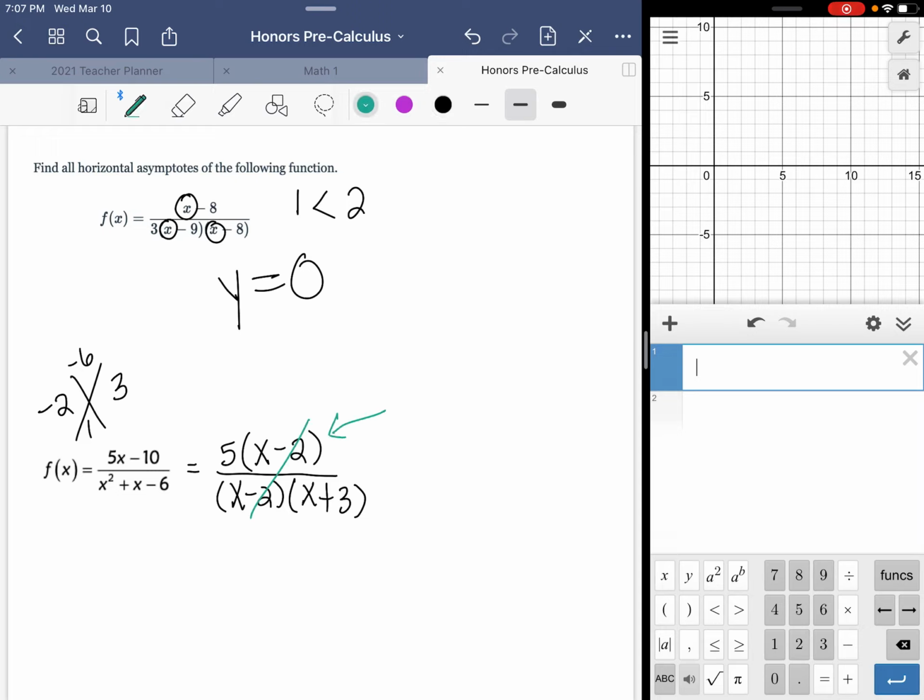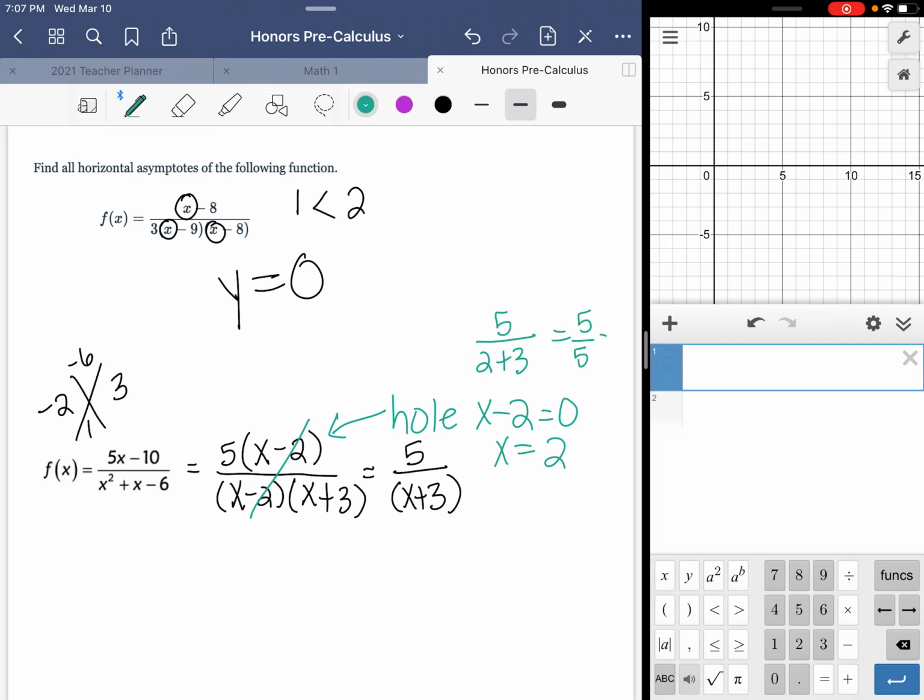Now, I have a hole here. So my hole in this problem is located at x minus 2 equals 0. So it's going to be located at positive 2. After factoring that, I'm left with 5 over x plus 3. Remember, in order to find the y value of the hole, we're going to plug in 2. So I have 5 over 2 plus 3 equals 5 over 5, and it equals 1. So my hole is located at 2, 1.